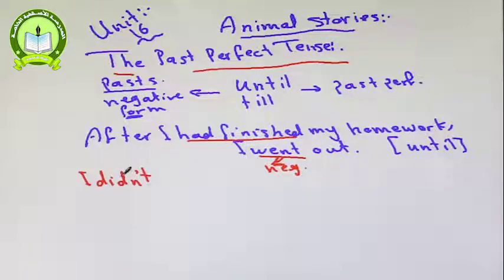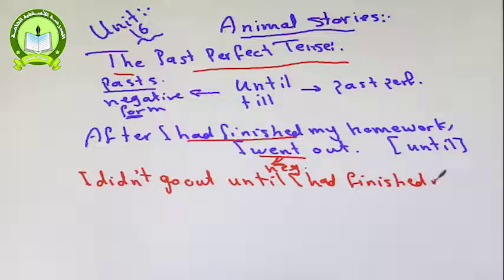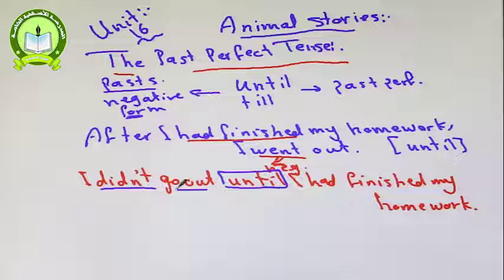Didn't is followed by infinitive. I didn't go out until I had finished my homework. I didn't go out. Why? Because I am connecting this with until. Until is preceded by negative past simple, or past simple negative, and followed by past perfect.